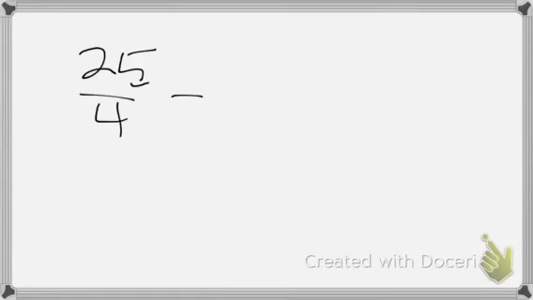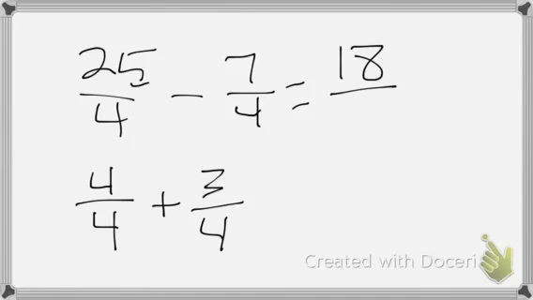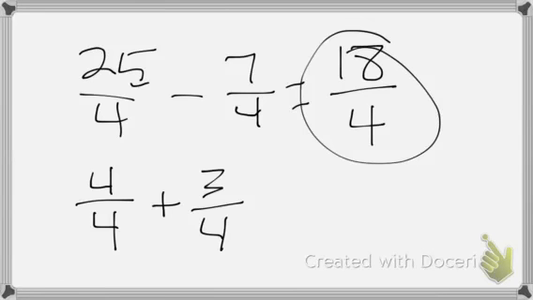25/4 minus. And what's 1 3/4 going to look like? Well, here's 1 3/4. So 1 3/4 would be a 4/4 plus a 3/4. That's 1 3/4. So how many fourths would that be? 7/4. Now you subtract them. If you subtract 25/4 minus 7/4, you're going to end up having 18/4. Now you have to simplify that. So what is 18/4? How many 4/4 would be in 18/4? That's going to give you your whole number.